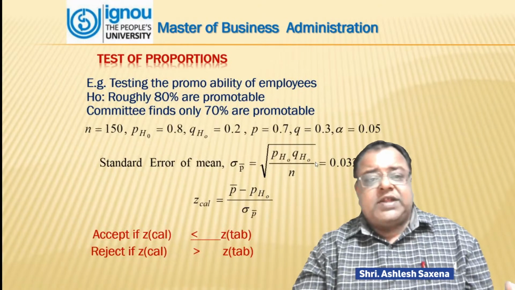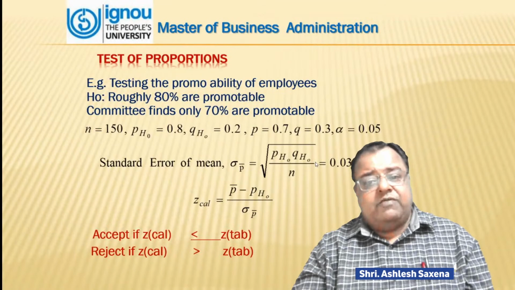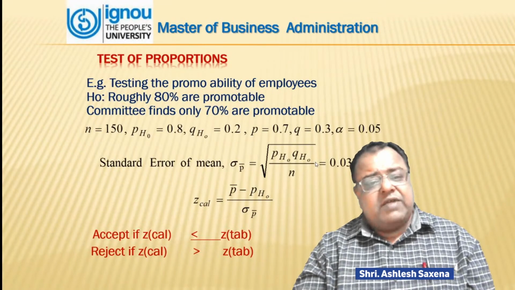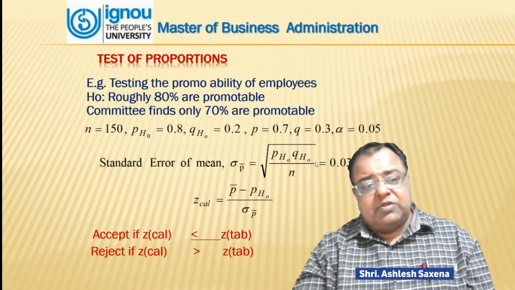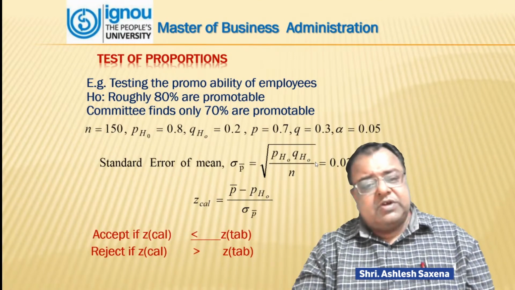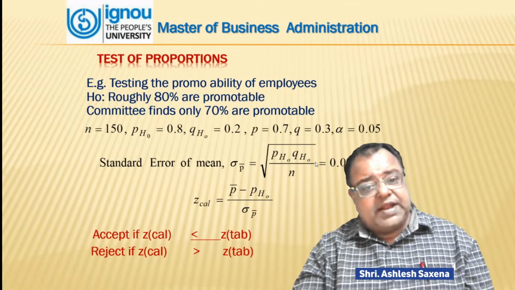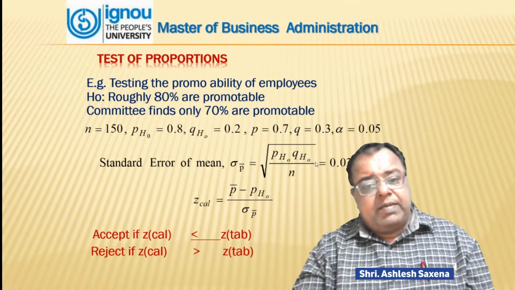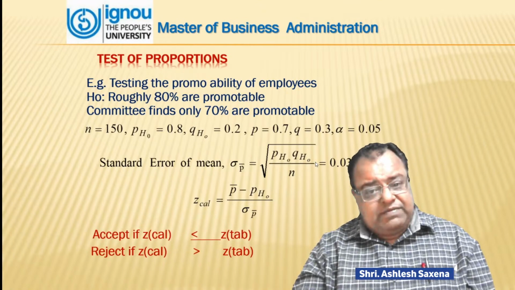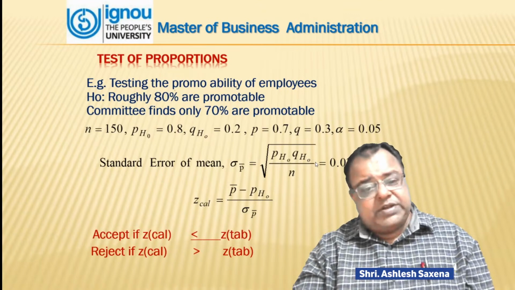Now, how to test for proportions? For example, testing the promotability of employees. H0: roughly 80% are promotable, and the committee finds that only 70% are promotable. In that case, N is 150. The probability p0 is 0.8, q0 is 0.2, the sample probability p will be 0.7 and q will be 0.3, and the alpha value is 0.05.